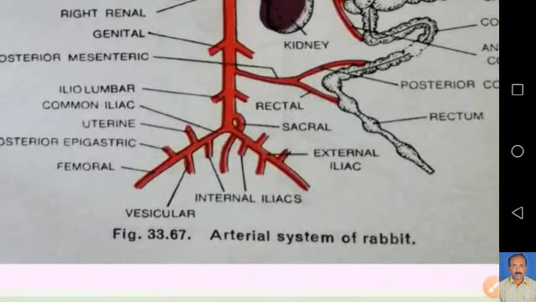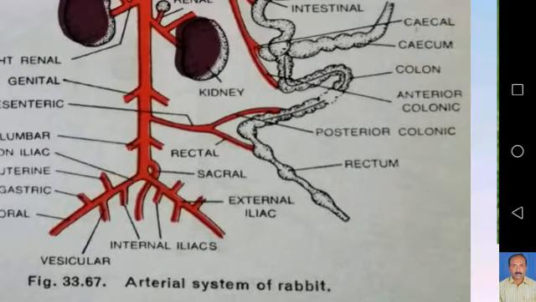Next, iliolumbar artery. These are a pair of slender vessels. They may arise from the common iliac arteries also. They supply blood to the dorsal wall of the abdomen.